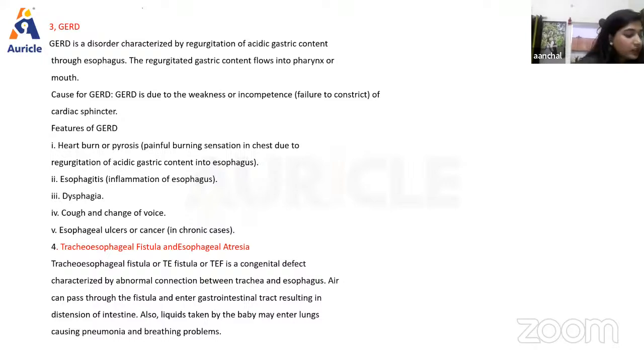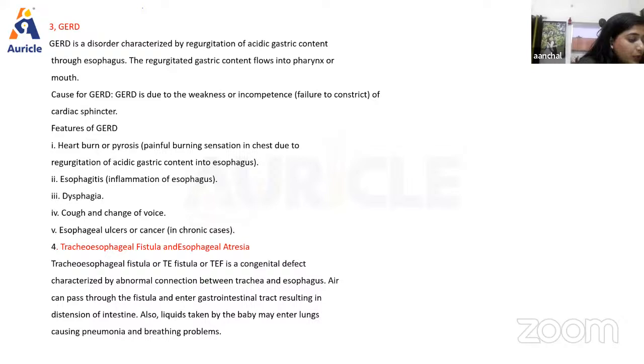So, as we know, GERD means gastroesophageal reflux disease. It is a disorder that is characterized by the regurgitation of acidic gastric content through the esophagus, and this could be due to the weakness, incompetence, or failure of constriction of the cardiac sphincter. Also, other features could be dysphagia, cough and change of voice, heartburn, and inflammation of the esophagus.